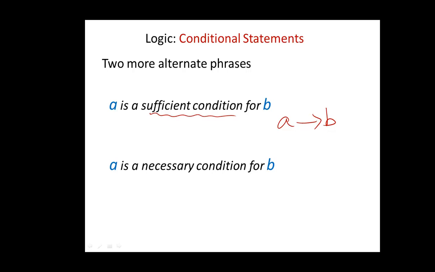Now the second one says A is a necessary condition for B. A is necessary for B. So that means if we have B, then we must have A. That's actually B implies A. A is necessary for B, which means that if we have B, we will have A. It's a little tricky. It takes a little thinking about.